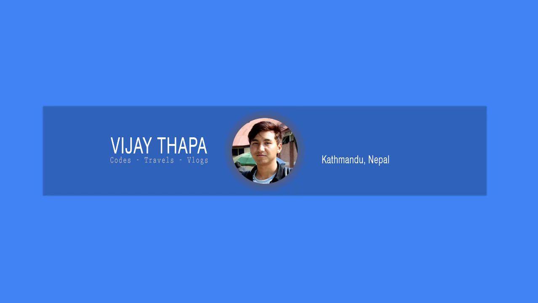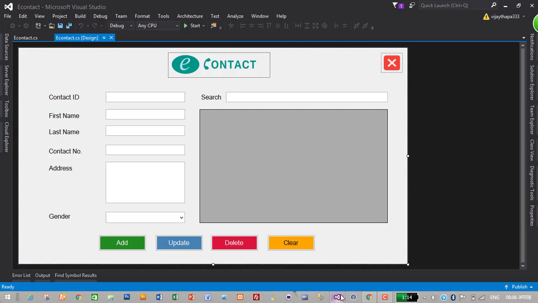In the previous videos, we have created a simple, beautiful-looking UI for our eContact application. Then we created a database and connected it with our application. In this episode, we will create a class and methods for selecting, inserting, updating and deleting contacts from our application. So without further delay, let's move to our tutorial series.